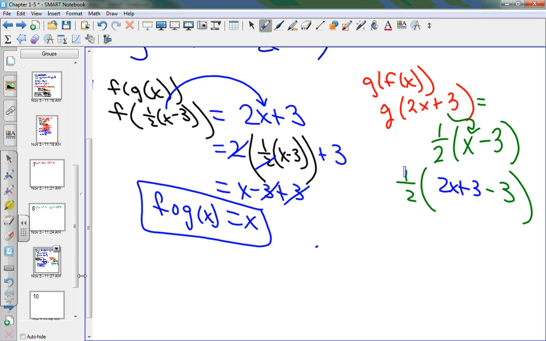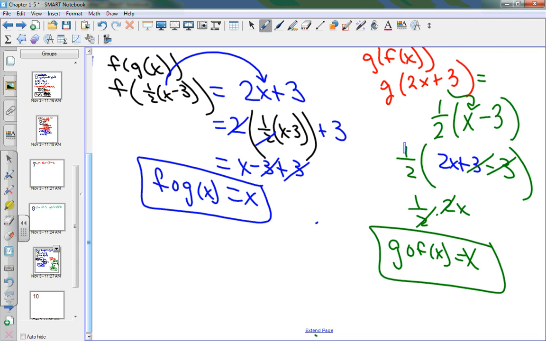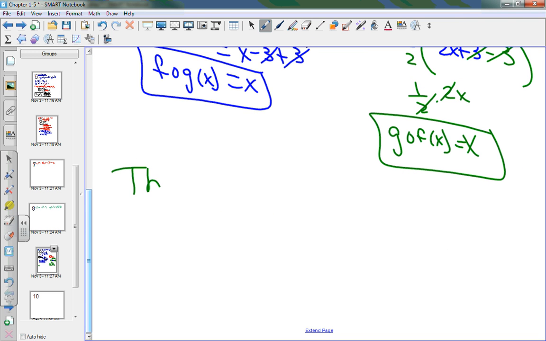Okay, what happens to my 3's? They cancel out and I have 1/2 times 2x. What happens to my 2's? They cancel out and I'm left with x. And this is going to be g of f of x. Now look at f of g of x and g of f of x. What can you conclude? They're the same. So therefore, I proved that they are equal. And you know what else I proved? That matters. They are inverses. We're coming up with inverses next, and I'm excited.